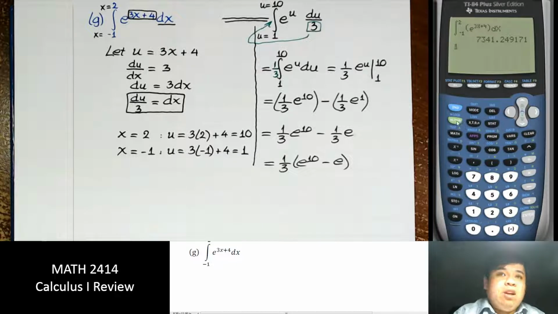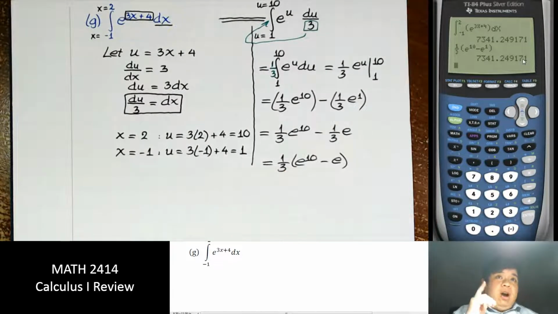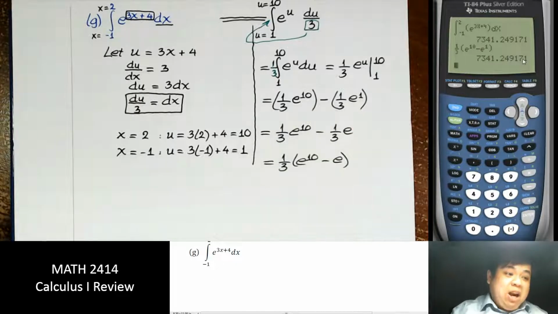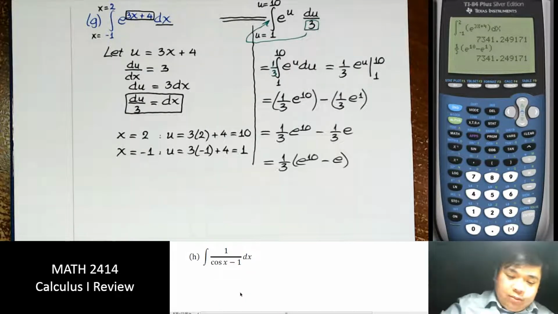Let's say 1/3. By the way, if we want fraction, alpha y equal to, that is fraction of 1 over 3. And then e to the 10 minus e. The e by itself is here. Or we say e to the 1 power. Doesn't matter. But even though the calculator did not give us this answer, at least on the calculator we see numerically the same values. Two more.